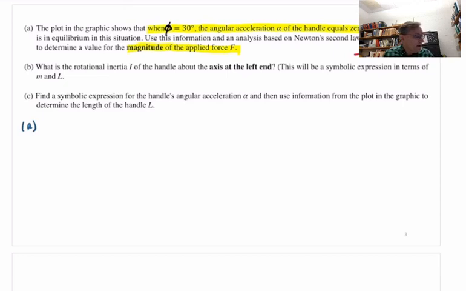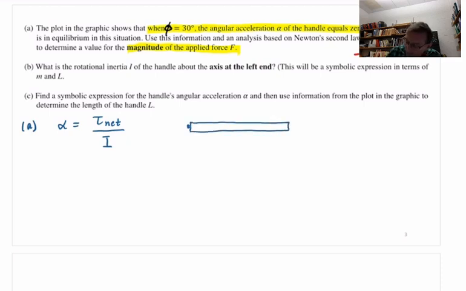So we are told to apply the rotational version of Newton's second law. That's our starting point. All right, let me draw my own picture. There's the hinge at the left end of the stick. There's the uniform stick, length L.